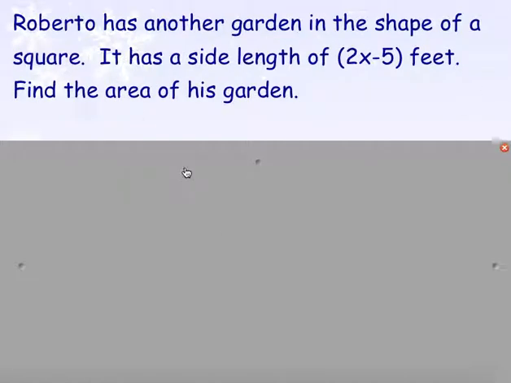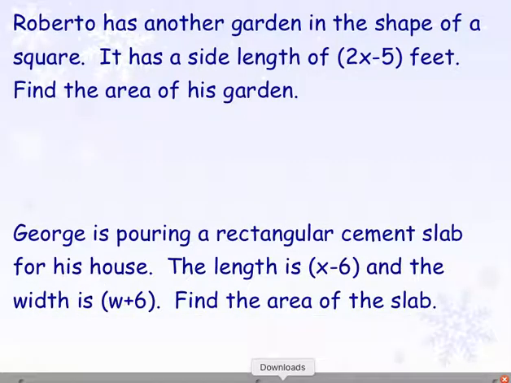Find the area of the garden using our different formulas. Okay, this should say we have the same variable here, so there should be x plus 6.